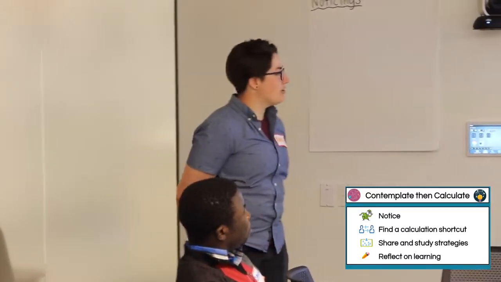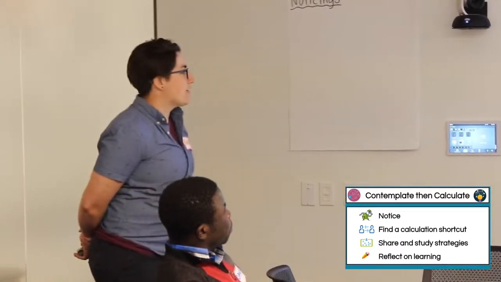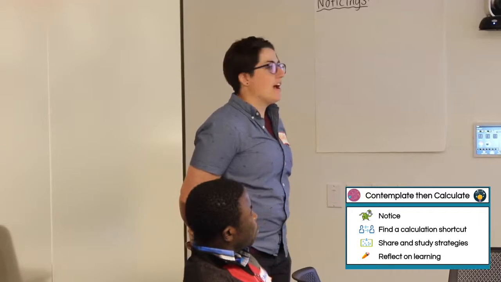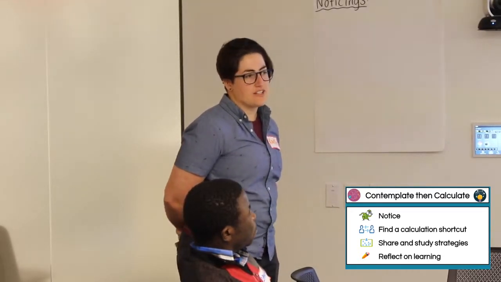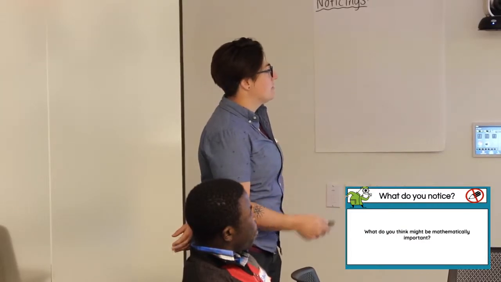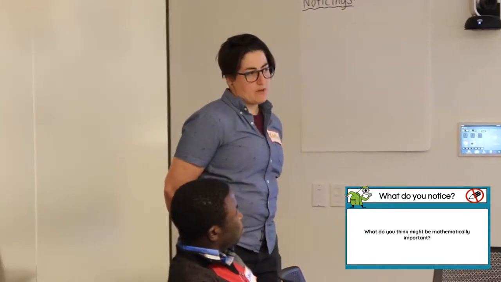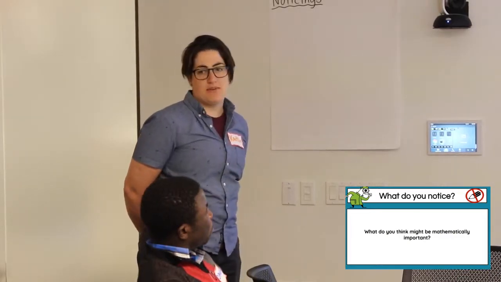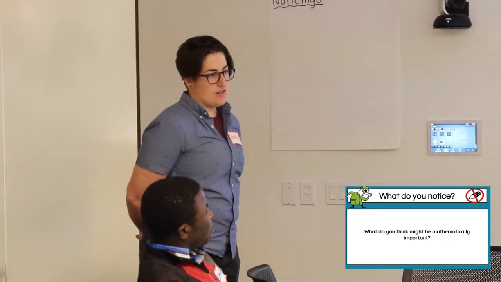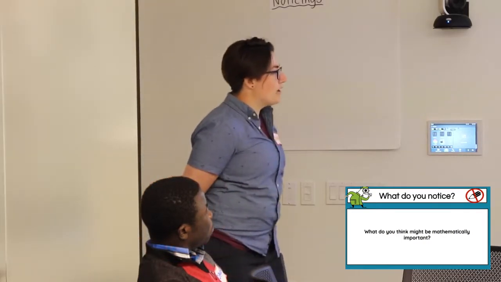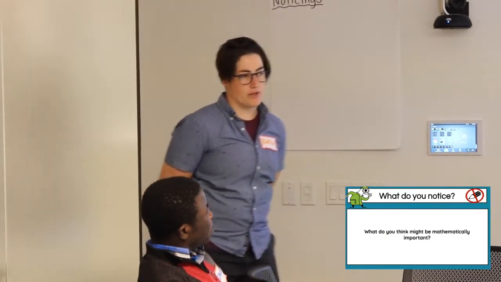It's a 4-step routine. You're going to notice details. You're going to find a shortcut. You're going to get to share and study those shortcuts together. And then at the end, we'll have a chance to reflect on the learning that happens. I'm going to show you a picture in a moment for a really, really brief amount of time, maybe a second and a half. So you want to make sure you're looking right up at the board. And you want to ask yourself, what is mathematically important?